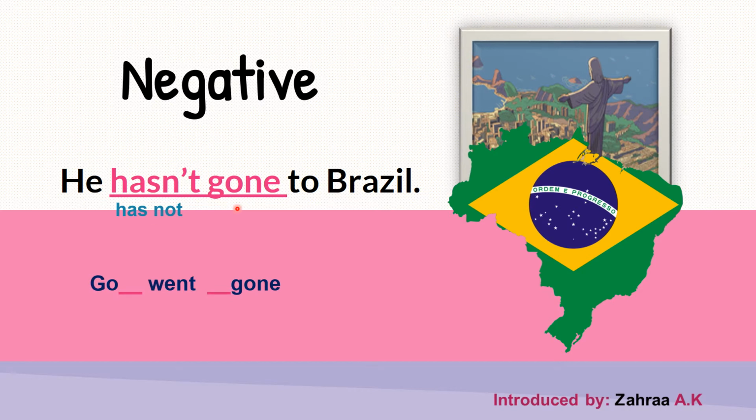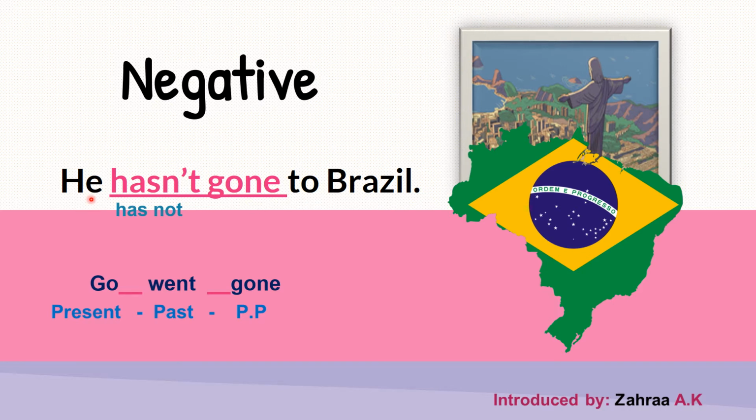Gone is the past participle. Its base is go: go in the present, went in the past, and gone in the past participle. We need to focus on the past participle in the present perfect simple. Not past, not present, we have the past participle. He hasn't gone to Brazil.